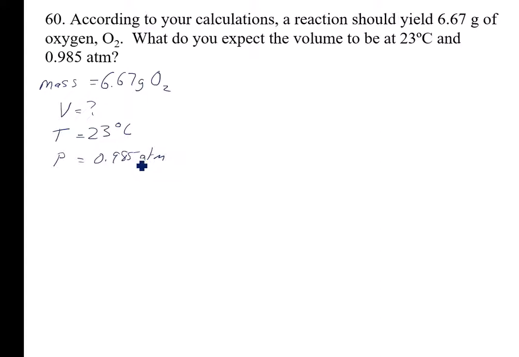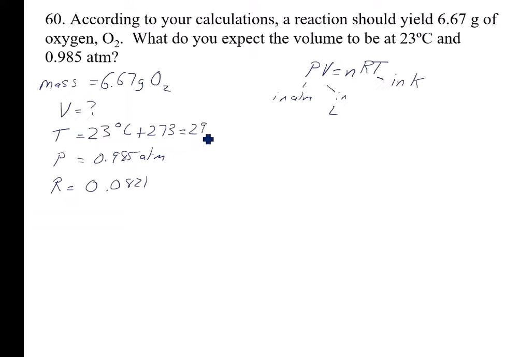All right. So this is the ideal gas law. PV is equal to nRT. Okay. This has to be in atmospheres, which it is. This has to be in liters, which means my answer is going to be in liters. This is the moles. R, like I said, is a constant, so it's going to be 0.0821. And temperature has to be in Kelvin. So I need to add the 273 here to give me 296.